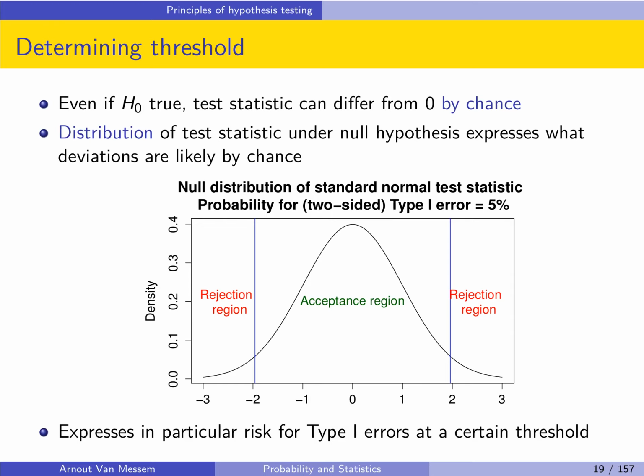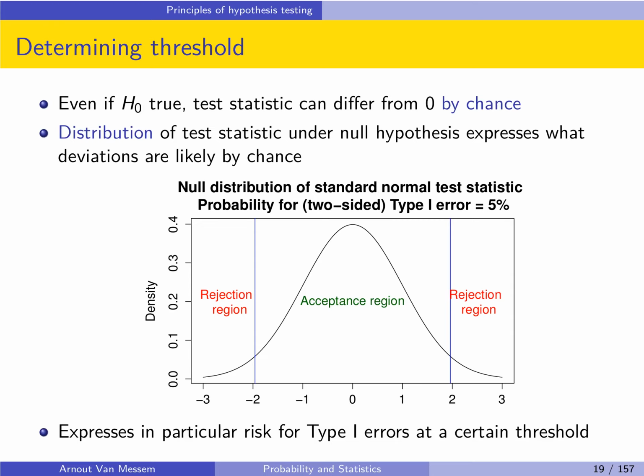So we take a distribution under the null hypothesis, and then we get an idea about which deviations are likely. So how much can we deviate from zero and still accept the null hypothesis? And from what moment on do we reject the null hypothesis and select the alternative hypothesis?